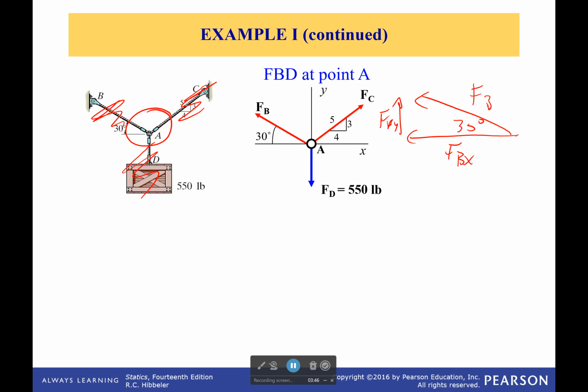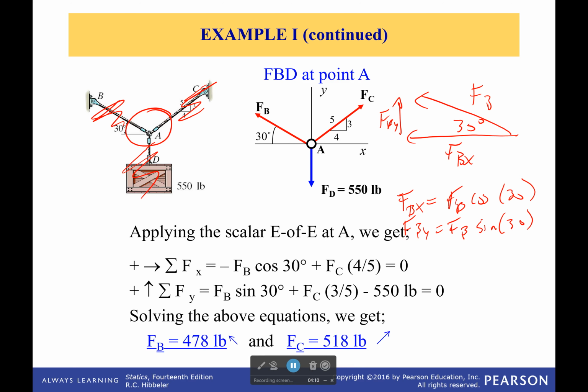So once again, we can solve. We know that force BX is going to be equal to force B times cosine of 30, because it's the adjacent side. And force BY is going to be equal to force B sine of 30, because it's the opposite side. Adjacent over hypotenuse and opposite over hypotenuse. Don't forget the whole SOHCAHTOA then. Now if we plug these in, we can solve for force B and force C. We get that it's 478 pounds and 518 pounds. Just be very careful that you don't forget your minus signs here.